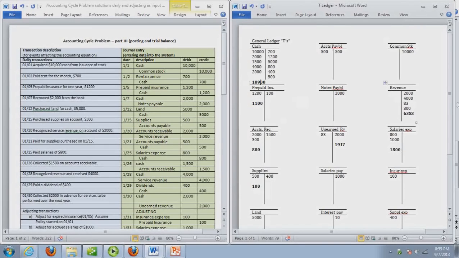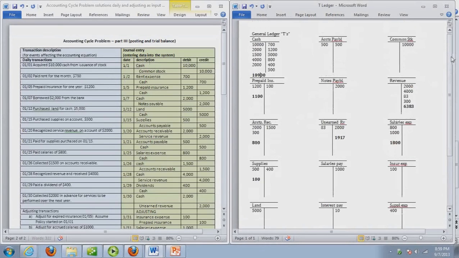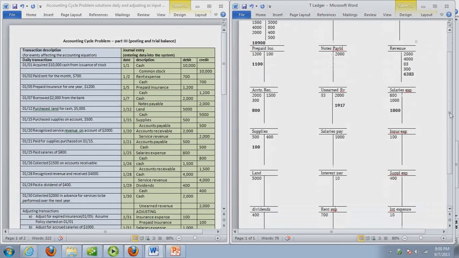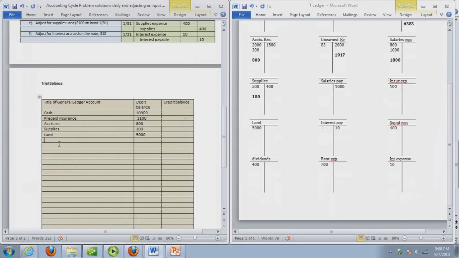Okay, so I need to go back and correct that. This should be 10,009. Okay, let's see now if we get it. So accounts payable is 0. I didn't show the balance, but if the two sides are equal, that's true. And then notes payable is $2,000. So let's come down here and put in notes payable next for 2,000, and it's on the credit side. And then unearned revenue is 1917.